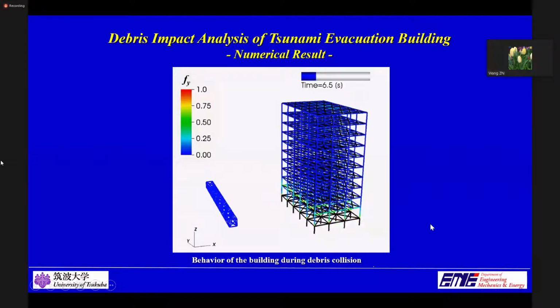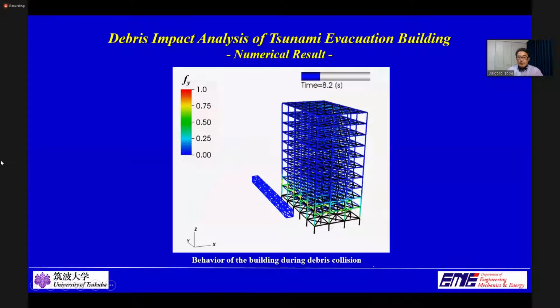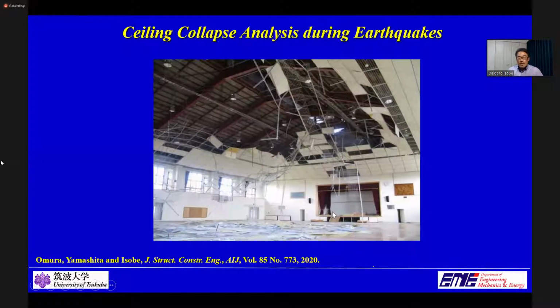Next example is a ceiling collapse analysis. This picture was taken inside a gymnasium a short time after the Great East Japan earthquake in 2011. You see how the plasterboards, which weigh about 10 kilograms each, fell and scattered all over the floor. We must prevent these phenomena from happening because these facilities are likely to be used as a shelter after earthquakes.